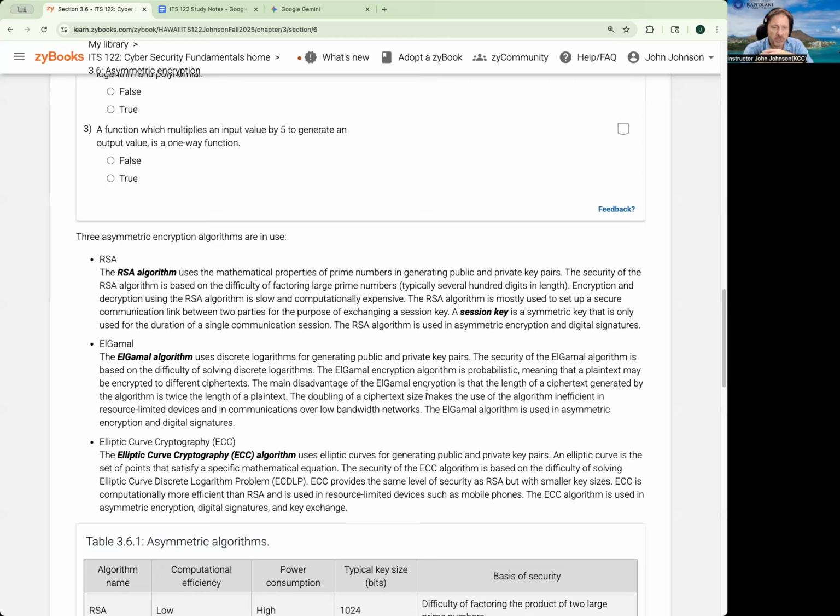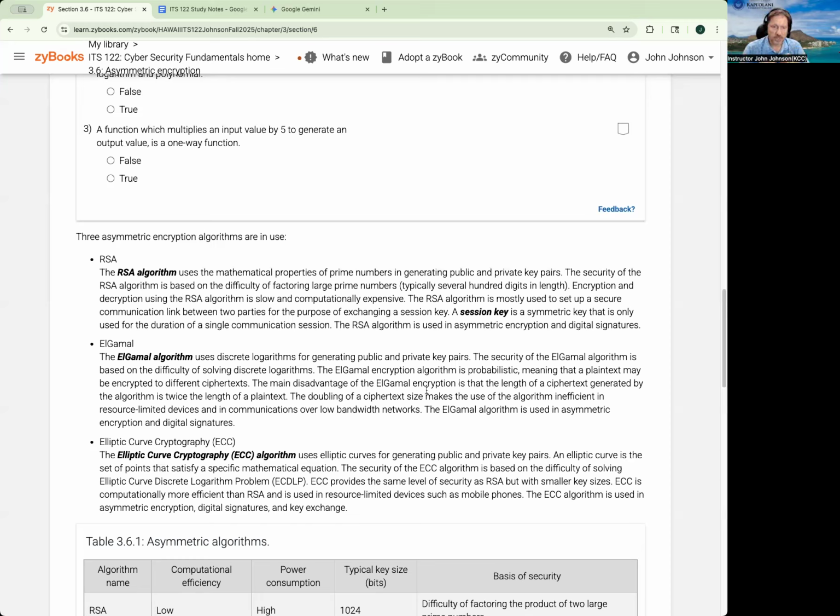So the last one we're going to talk about here is ECC, elliptic curve cryptography. The elliptic curve cryptography algorithm uses elliptic curves for generating public and private key pairs. An elliptic curve is the set of points that satisfy a specific mathematical equation. The security of this algorithm is based on the difficulty of solving elliptic curve discrete logarithm problems, or ECDLP. ECC provides the same level of security as RSA that we talked about earlier, but the difference is it uses smaller keys to do that.